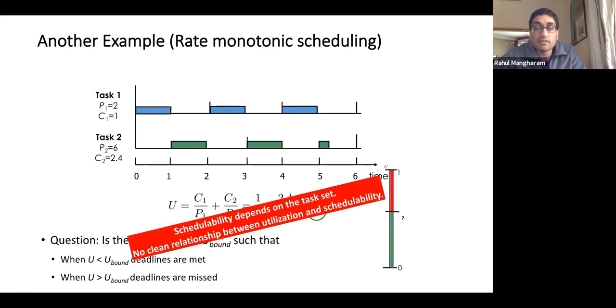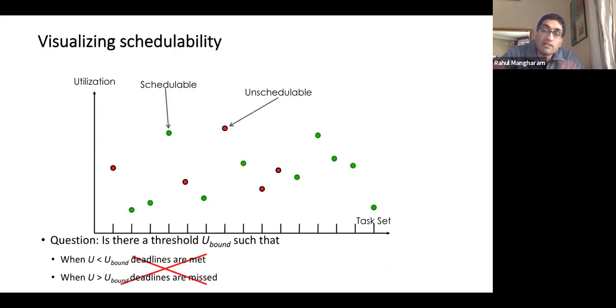So this really is a little bit non-intuitive because schedulability depends on the task set. It does not have a clean relationship with utilization. There is some relationship with utilization. And what we want is if we ran these tests for many task sets, where I had these two tasks and I changed the periods and the execution times for each of them, and they had different utilizations.